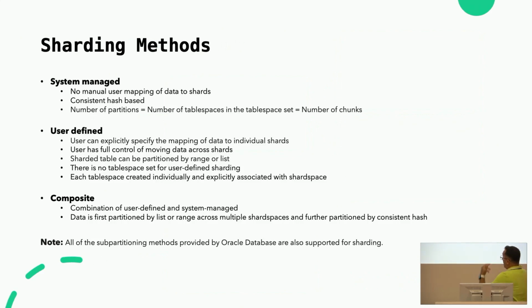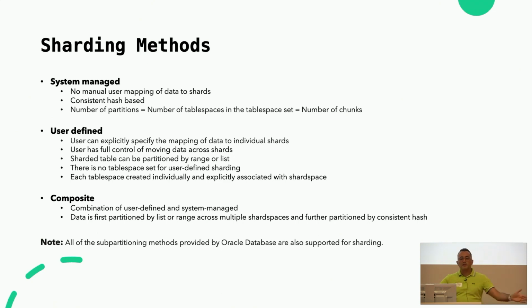Now, what are the sharding methods, right? There are 3 sharding methods. One is called system sharding, one is user-defined, and one is composite, right? And in most cases, we are going to be at composite sharding. Why is that? Because in system sharding, we have no control of where the data is. System sharding uses something called consistent hash to partition the data, right?